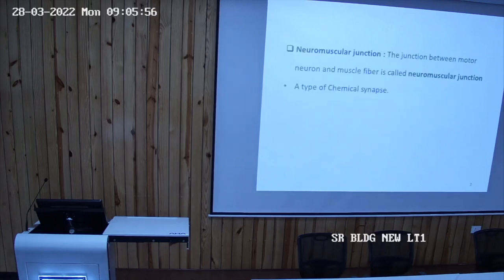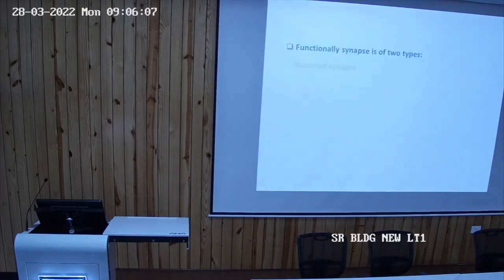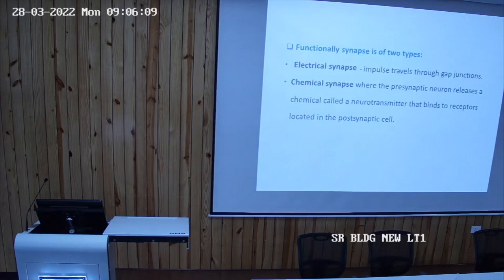So we have discussed जो synapse होते हैं. We have discussed there are two types of synapse, electrical and chemical synapses. Electrical synapse में क्या होते हैं? The information is passed through the gap junction. And in the chemical synapse, there is involvement of the neurotransmitter, chemical messenger, and through a receptor channel, it is transmitted.